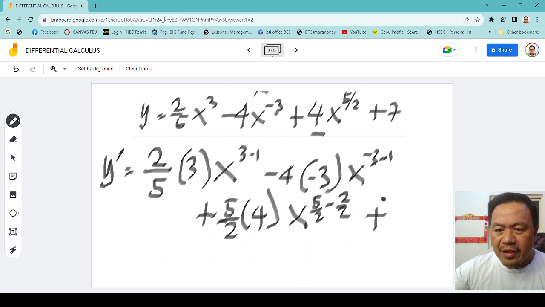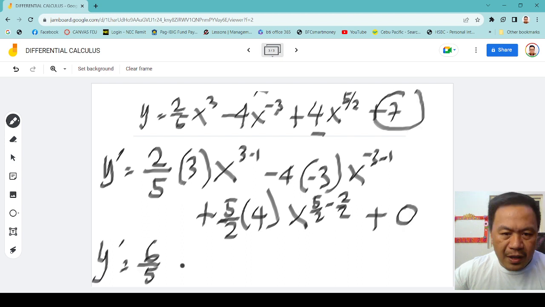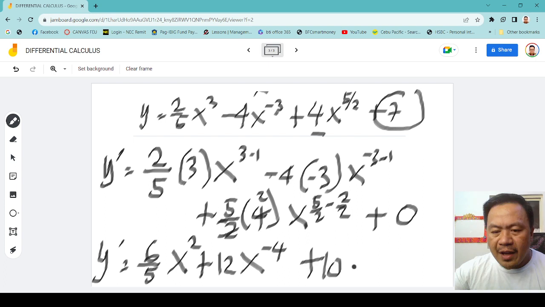Okay, let us simplify. So meaning you will have 2 and 3 is 6 over 5 x squared, and then this one negative and negative becomes positive, 12 x to the negative 4. Okay, and then this one 2 and 4, 4 divided by 2 is 2 times 5. You have here 10, and then x, copy the denominator, which is 2. 5 minus 2 is 3, and then you have 0.